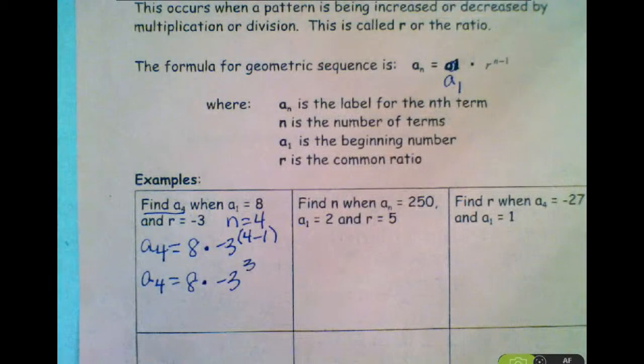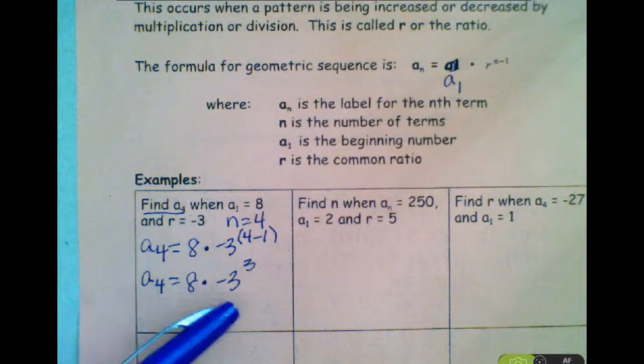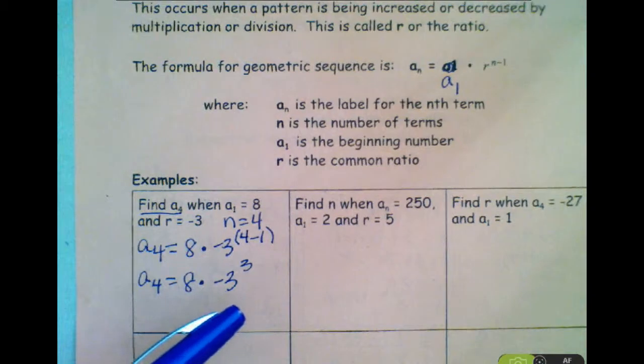What do you have to do in PEMDAS first? Do you multiply or do the exponents first? Exponents, right? Always. That's a common mistake, to multiply those together and then raise it to the third power. That is not correct. You always have to do the exponents first.